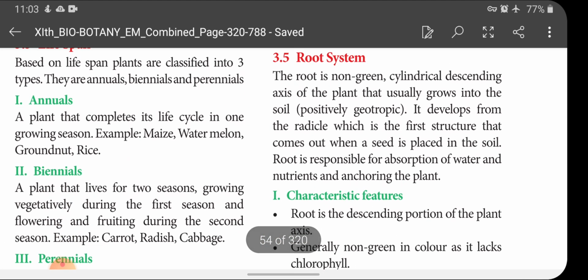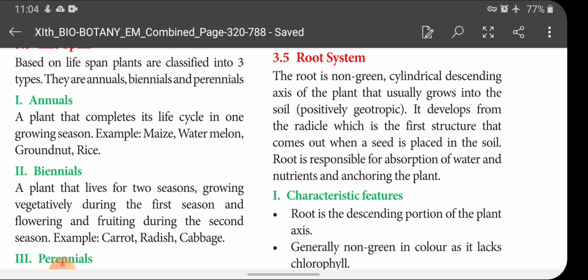Root system. The root is the non-green cylindrical descending axis of the plant that usually grows into the soil, positively geotropic. It develops from the radicle, which is the first structure that comes out when a seed is placed in the soil. Root is responsible for absorption of water, nutrients and anchoring the plant. About the root system, the root is non-green, cylindrical, descending, which means growing towards down, descending axis of the plant that usually grows into the soil, positively geotropic.